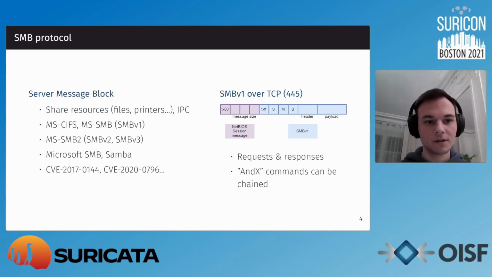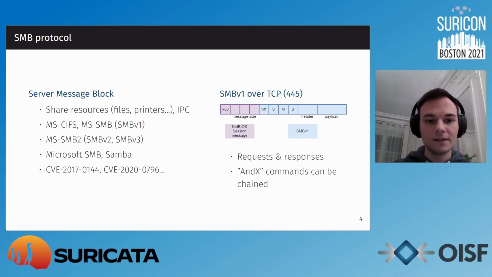The SMB protocol stands for Server Message Block and is used to share resources, for example, files or printers over a network. It can also be used to do some inter-process communication. There are three specifications for it: CIFS, SMB, and SMB2 from Microsoft. The first two are for SMB version 1, and the last is for SMB version 2 and version 3. And so the first two and the last one are very different.